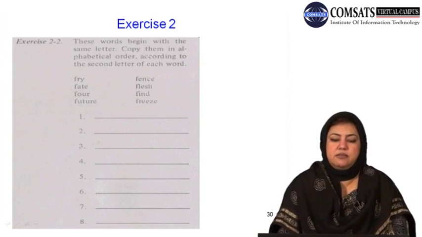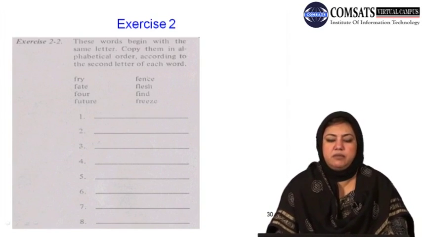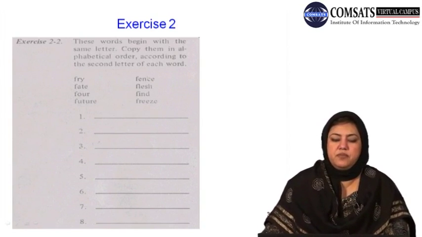These words that are given: fry, fate, for, future, fence, flesh, find and freeze. All the 8 words start with F. Copy them in alphabetical order according to the second letter of each word. Now this is a bit tricky, it would take a bit more time. By the way, which one would be the first word?